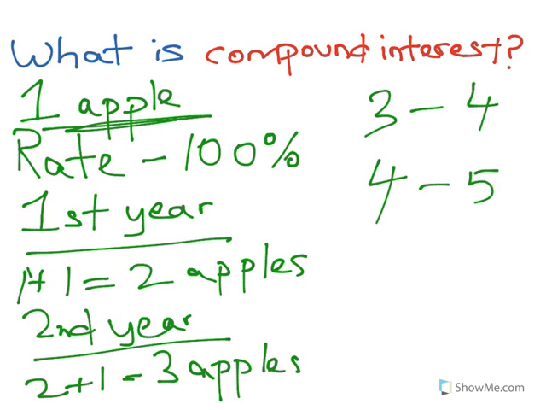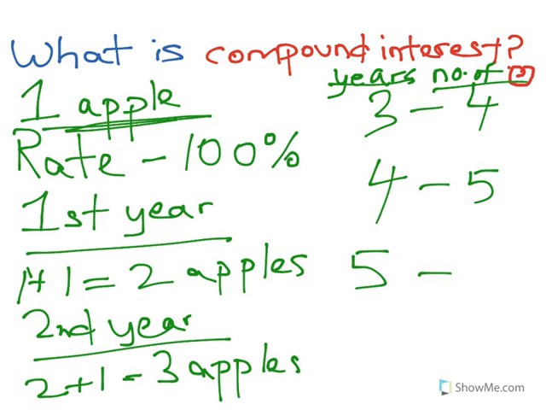This would keep on going, so after the third year you'd have 4, after the fourth year you'd have 5, and so on. This column is my years, just to make it clear, and this is the number of apples. Excuse my horrible drawing. There you go. So years is 3, number of apples 4, years is 4, number of apples is 5, and this would just keep on going. 5, 6, and so on. You get the picture.